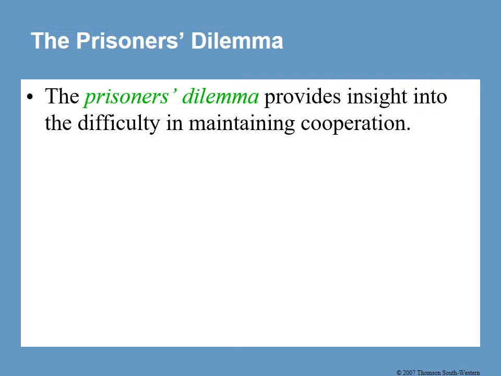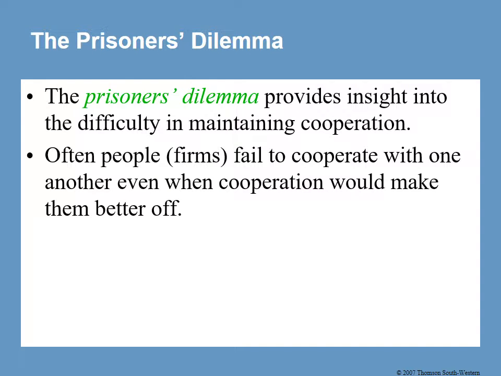Your textbook talked about the prisoner's dilemma as an example of how difficult it is to maintain cooperation. And it really is a good, helpful illustration of how oftentimes firms will fail to cooperate with one another, even if that cooperation would make everyone better off. So go ahead and read that second bullet again and just consider that. Often firms will fail to cooperate with one another, even if the cooperation would make them better off.